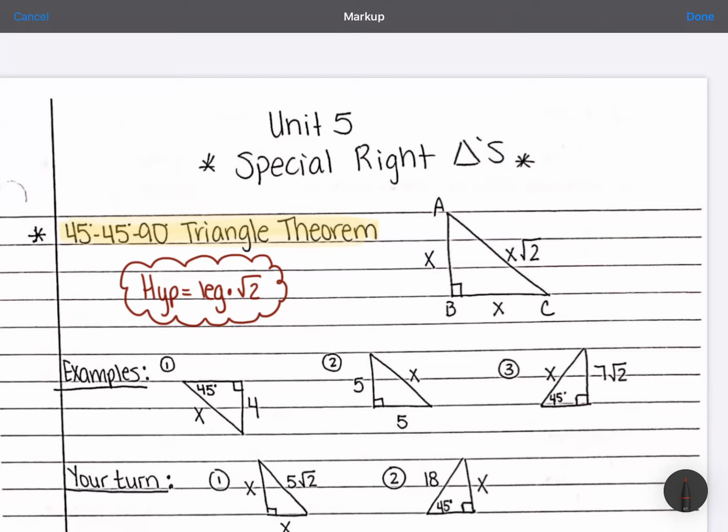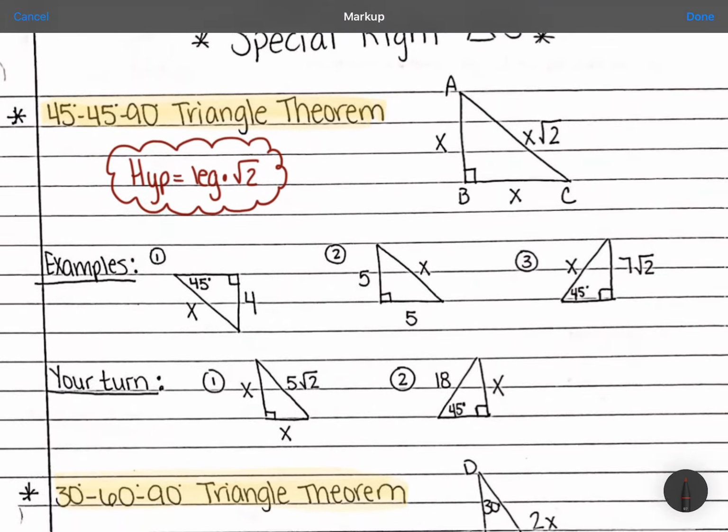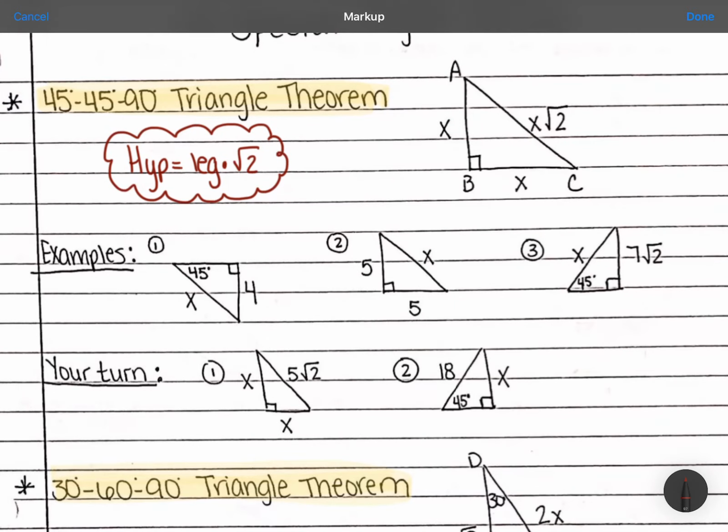So the legs are going to be congruent and the hypotenuse is simply whatever that leg is times radical 2. We generally leave our answers in simplified radical form and we don't put them as decimals. Here are some examples. Again, it has to be marked with the 45 degree angle or the sides have to be marked congruent in order for us to use these rules.